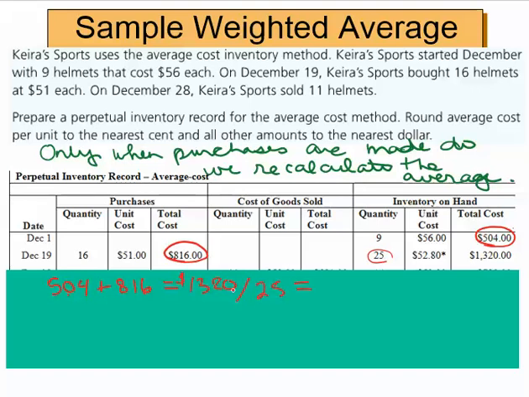So if we do that, the total cost of goods available for sale divided by the number of units available for sale, that's going to give us our new weighted average. So that looks like $52.80. So that's where that number came from. So now when I go to sell, I'm going to sell all of them at $52.80.